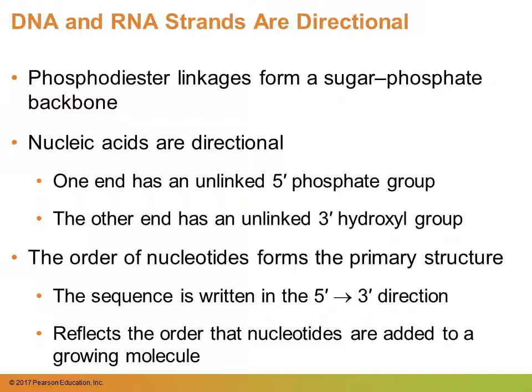So what causes the directionality? One end of DNA ends with an unlinked 5' phosphate group. The other end ends with an unlinked hydroxyl group at the 3' carbon. And we'll see this in just a second. So how do we express this directionality? We call it the 5' to 3' direction. And this is going to be important later on when we talk about transcription and translation.